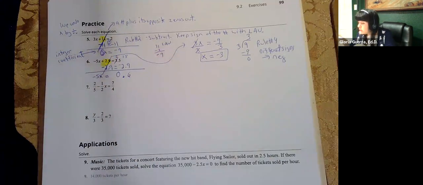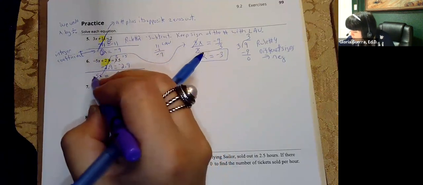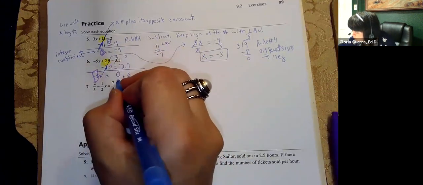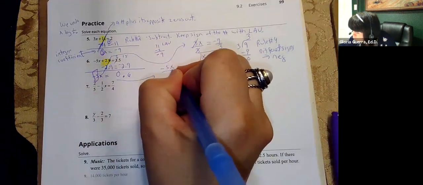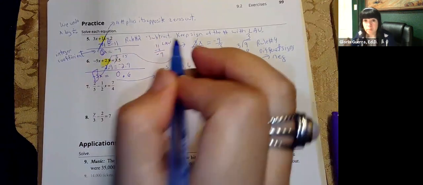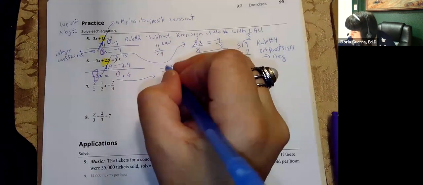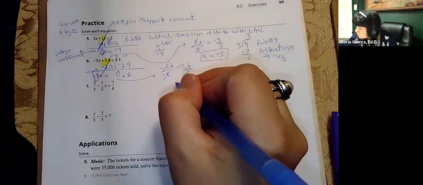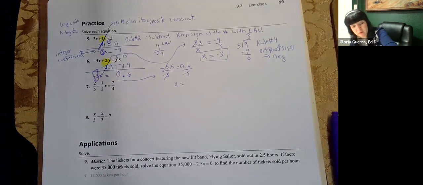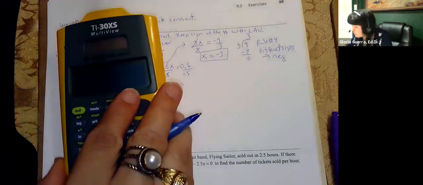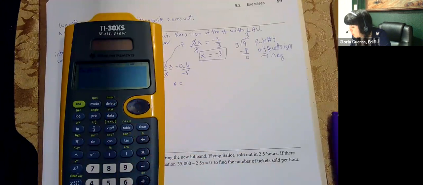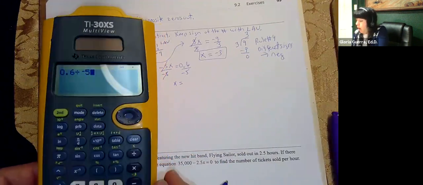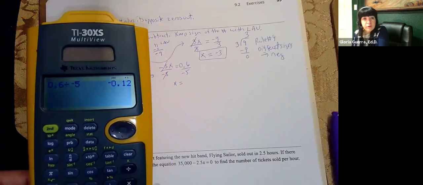Now to finish solving that, you want to divide by negative 5. So I come over here and divide both sides by negative 5. And now you have x equals. And let's see, on a calculator, when I divide 0.6 by negative 5, it looks like that gives me negative 0.1200.